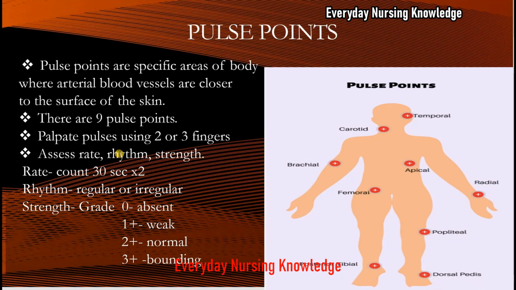You can always palpate pulse using 2 or 3 fingers, and when you are palpating, you assess for the rate, and you count for 30 seconds, multiply by 2, rhythm, whether it is regular or irregular, and if the pulse is irregular, you have to count for the whole 60 seconds. And the strength of the pulse. Strength is the quality of the pulse, and you grade from 0 to +3. 0 is absent pulse, 1 plus is weak pulse, 2 plus is normal, and 3 plus is bounding pulse.